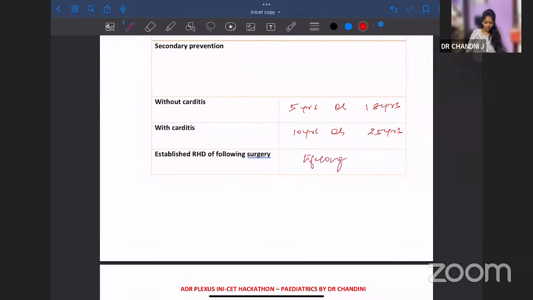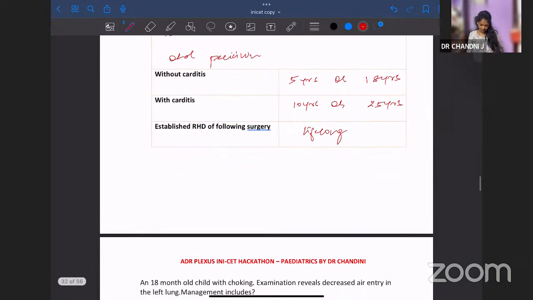This is the criteria. So what you give? You give benzathine penicillin. Or you can give oral penicillin also. Benzathine penicillin is preferred. Okay. This is important for rheumatic fever prophylaxis.